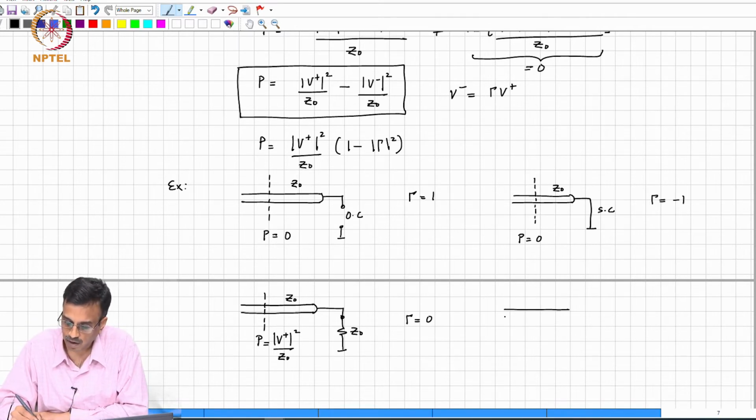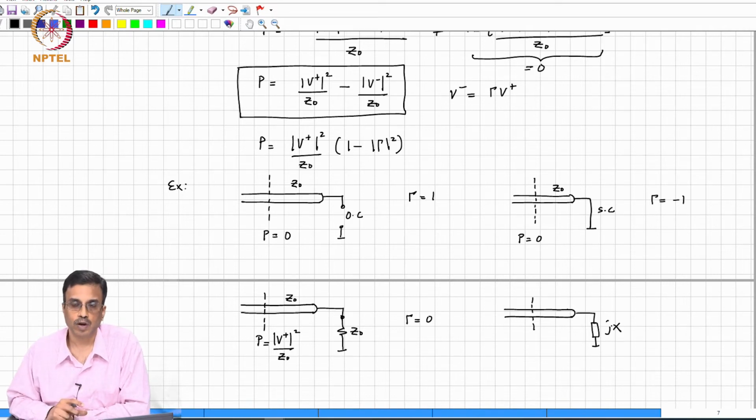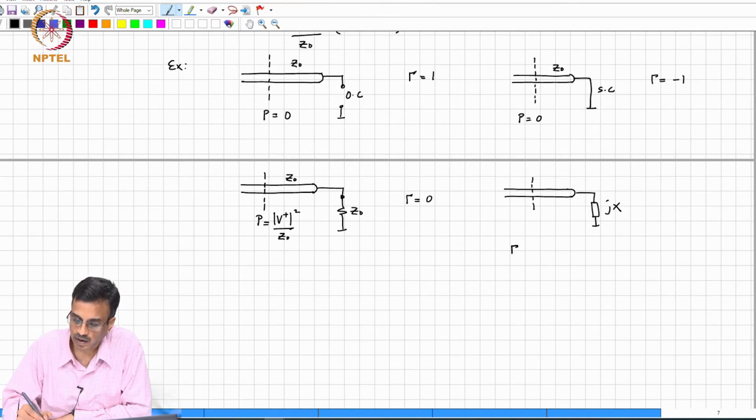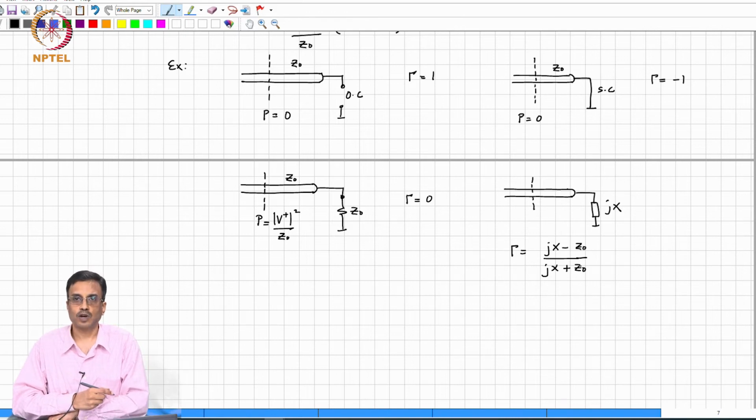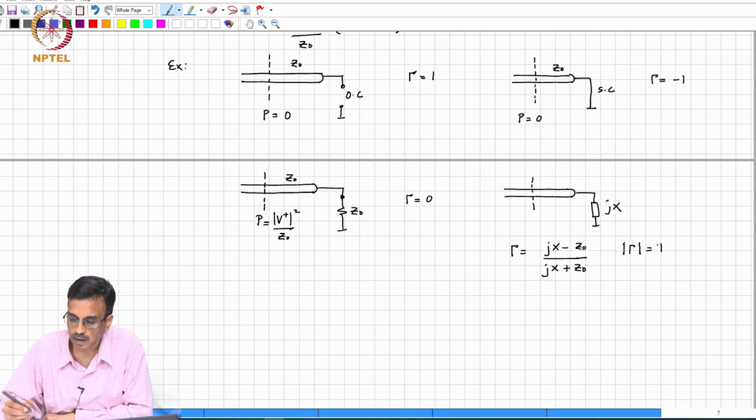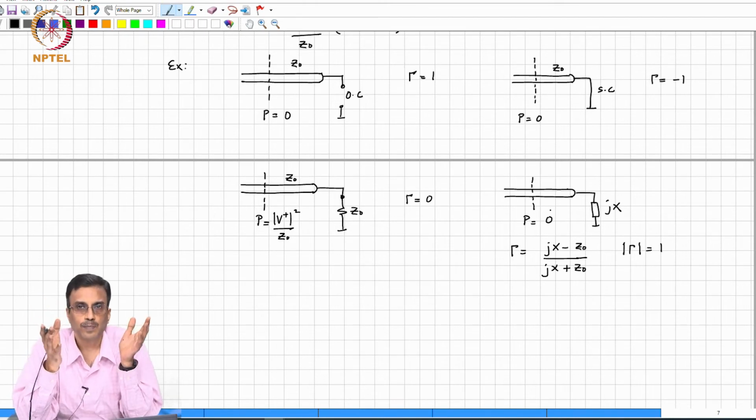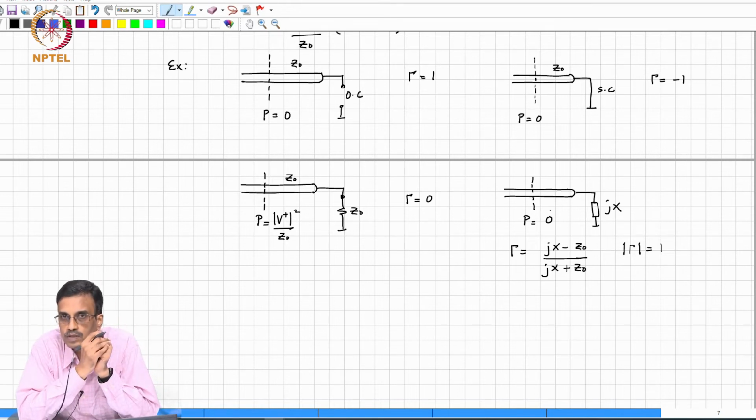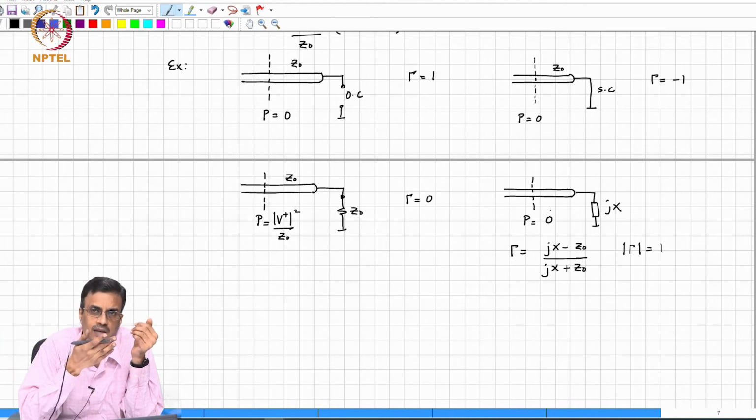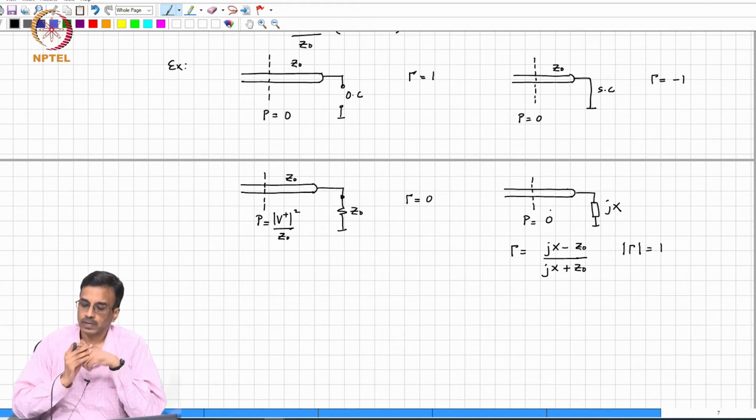Now, if you have a purely reactive load, let's call this jX, where X can be positive or negative depending on whether it's an inductor or a capacitor. What is gamma? Gamma is jX minus Z naught, that's ZL minus Z0, by ZL plus Z0. And in general, it's a complex number. However, the magnitude of this complex number is 1, and therefore the power dissipated towards the right of that dotted line is simply 0. Right? Again, because recall that a pure reactance cannot dissipate any power. So whatever power is incident must get reflected back. All right.